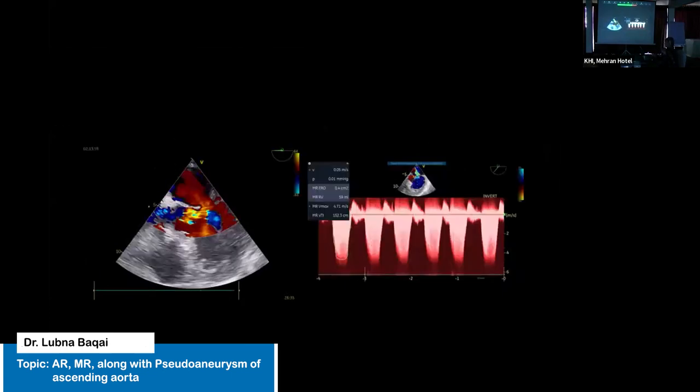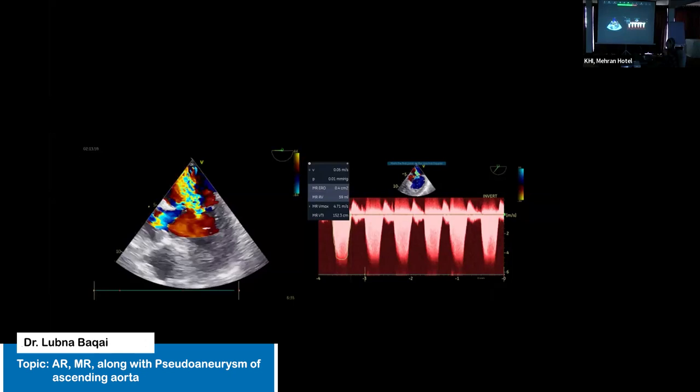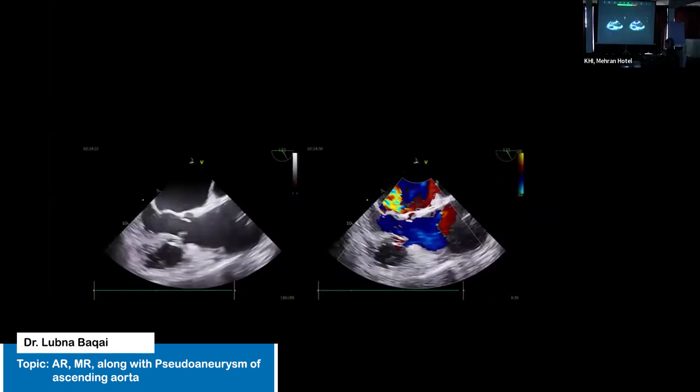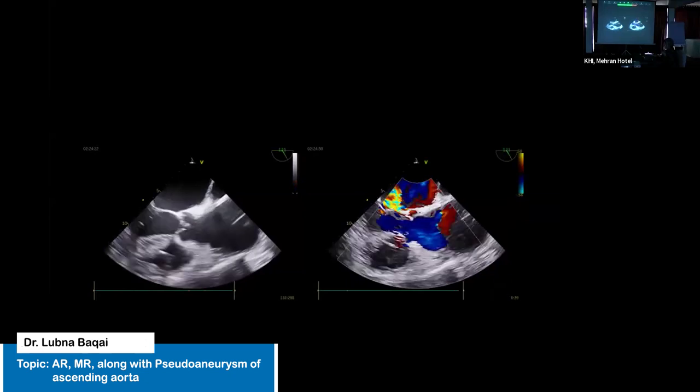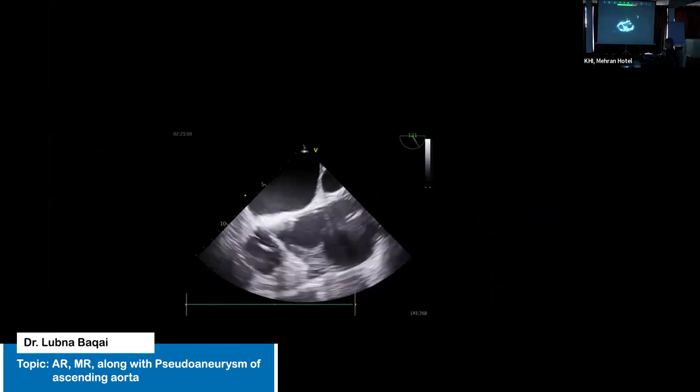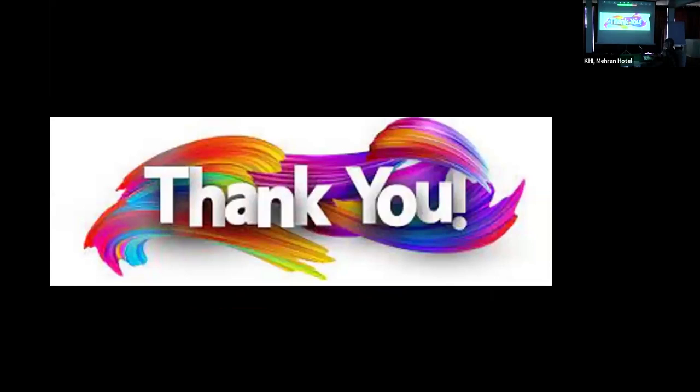On the color, it is very severe MR with a wide cutoff sign. We cannot do the continuity equation in this case because of the simultaneous aortic regurgitation as well as the atrial fibrillation, because of the variable stroke volume which we see. We did the PISA, multiple PISA images, and the ERO was 0.4, suggestive of severe mitral regurgitation. With the TEE, we may also look at the aorta, although we had diagnosed it on the basis of the CT. The pseudoaneurysm was not very clear on the transthoracic image. And then we sent this patient for a Bentall plus mitral valve replacement.